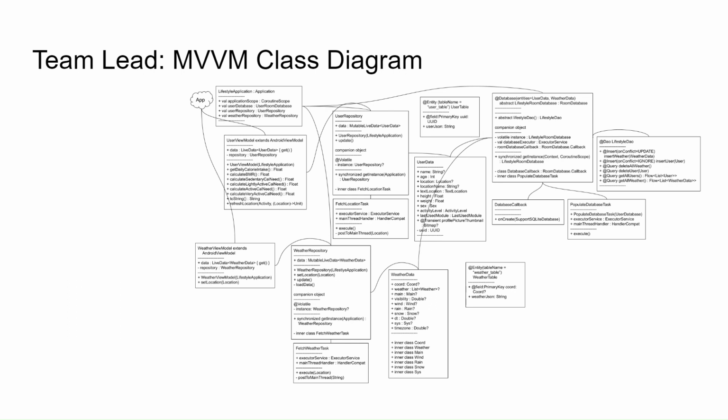At the top left, we have that little cloud representing our app, and that shows that the app interacts with two view models to manipulate the app's data. So there's two view model repository pairs, one for the user on the top and one for the weather on the bottom, and those both are stored in a single database on the right side of this diagram. And these are all the classes that are necessary to make that work. I'm going to go to the app now.